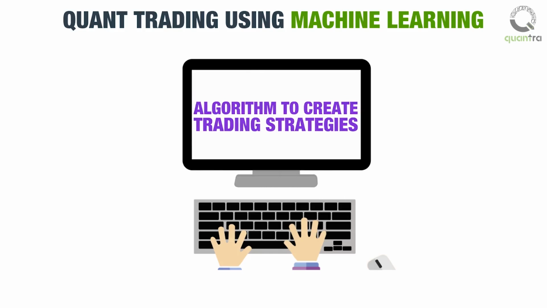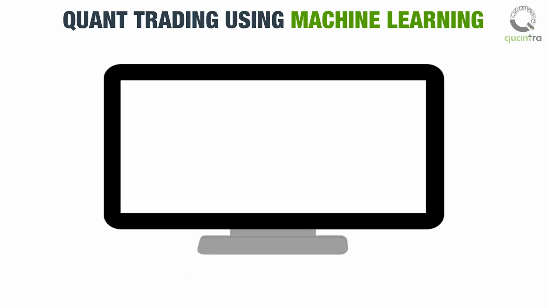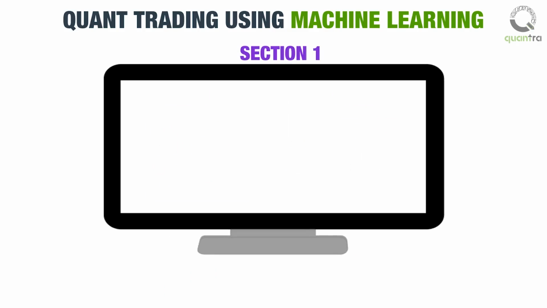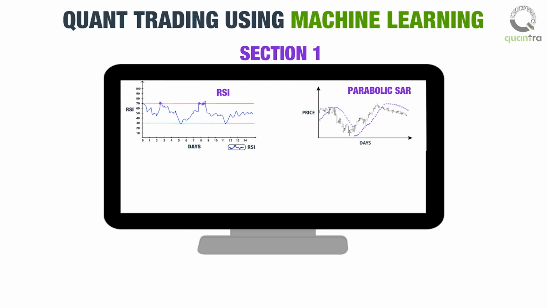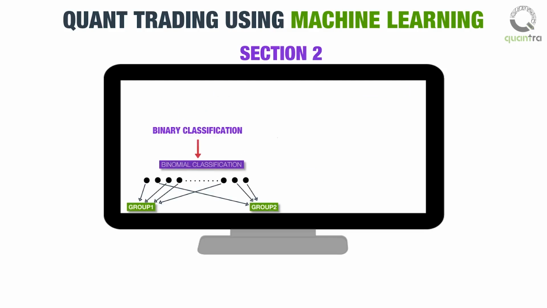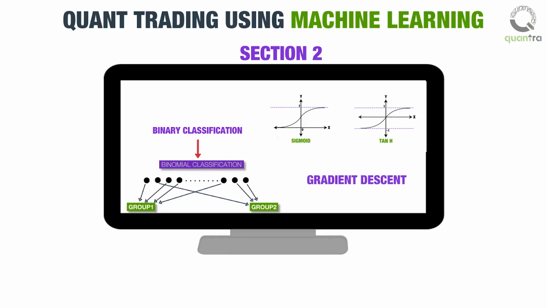The course is divided into 5 sections. These sections contain the following topics. Section 1 contains the classification algorithms, such as KNN and ANN, and technical indicators, such as RSI, parabolic SAR, and ADX. Section 2 contains binary classification, types of classifiers, such as sigmoid and tanh functions, and gradient descent.